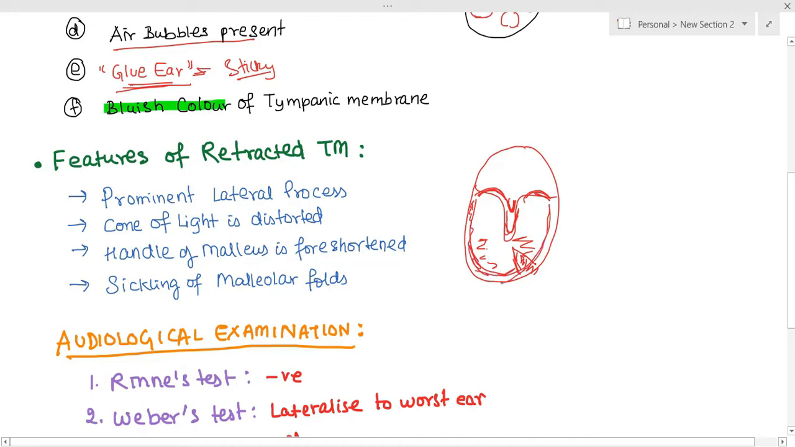Okay, so if all these features can be seen on the tympanic membrane, then you can say it is a retracted tympanic membrane. Okay, now there are grades of retraction of the tympanic membrane. We are talking about grade 1. Okay, that's commonly seen in serous otitis media. So we will talk about other grades of retraction in some other video.